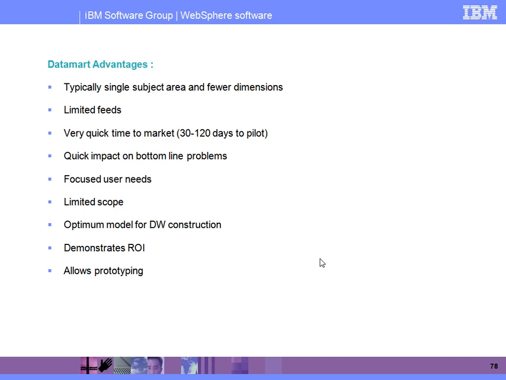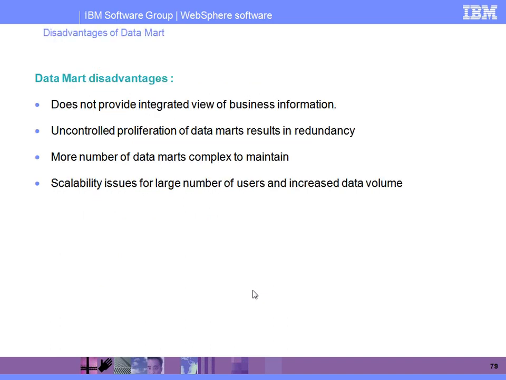Apart from the advantages of creating data marts in any warehouse, we also have a few disadvantages. But when we compare with the disadvantages, the advantages are more. That's why we create marts in any warehouse implementation. What is the disadvantage of marts? The disadvantage of marts is that they do not provide an integrated view of business information. What is this integrated view of business information?